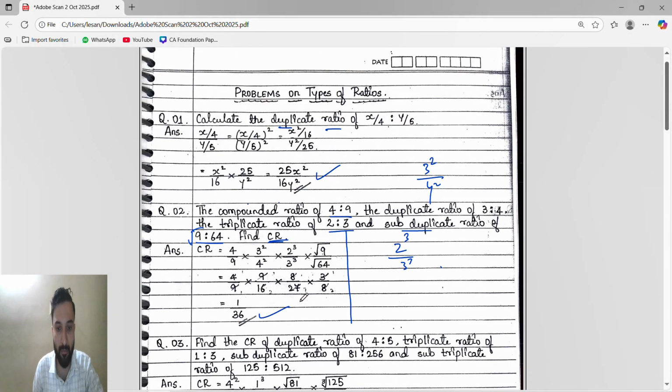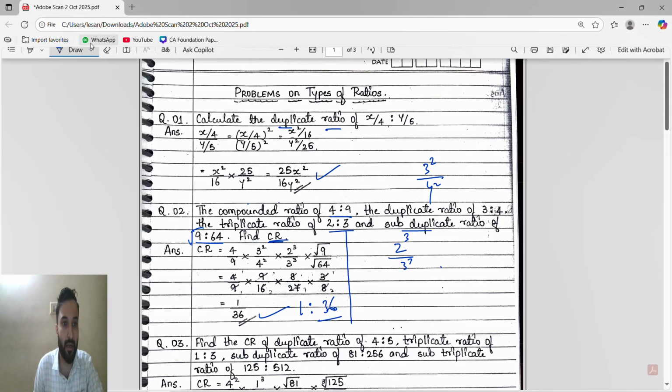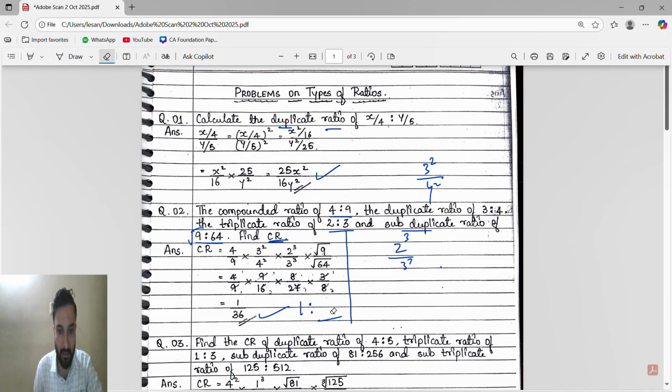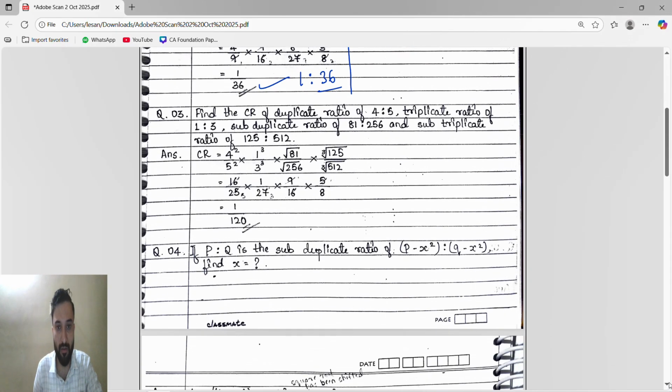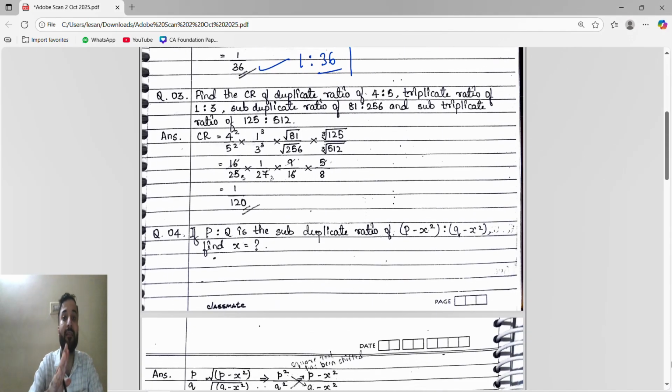See, 1/36 or 1:36, both are the same. In the examination, don't get confused that sir, it is 1/36 and you told us they had given 1:36. So the answer is 1:36. In the examination you will get the 4 options.